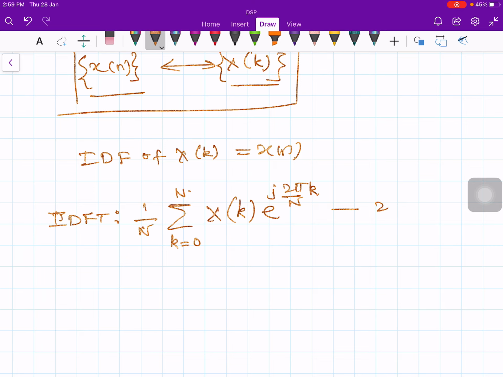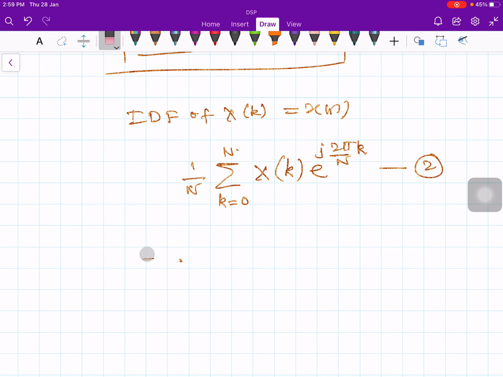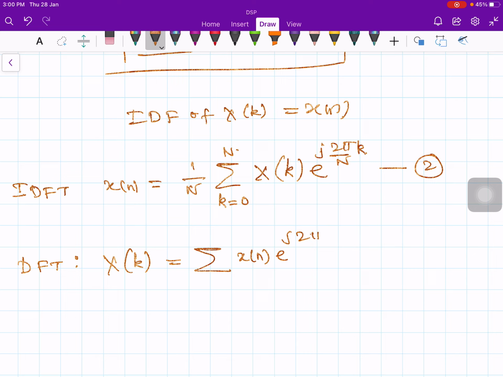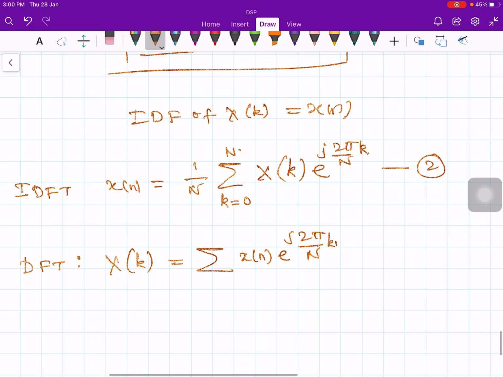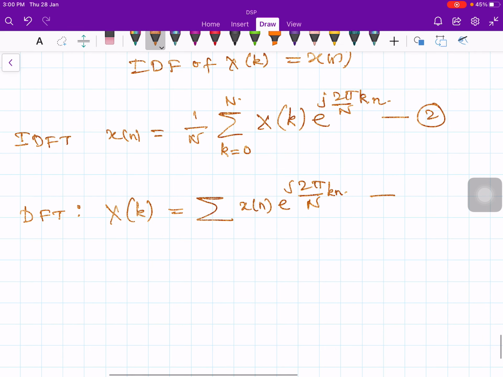Let me call this equation number 2. This is x of n, this is your IDFT, and DFT we already defined, right? X of k is equal to summation of x of n e to the minus j 2 pi by capital N times kn. And here also I forgot to put n. Let's say this is equation number 1.